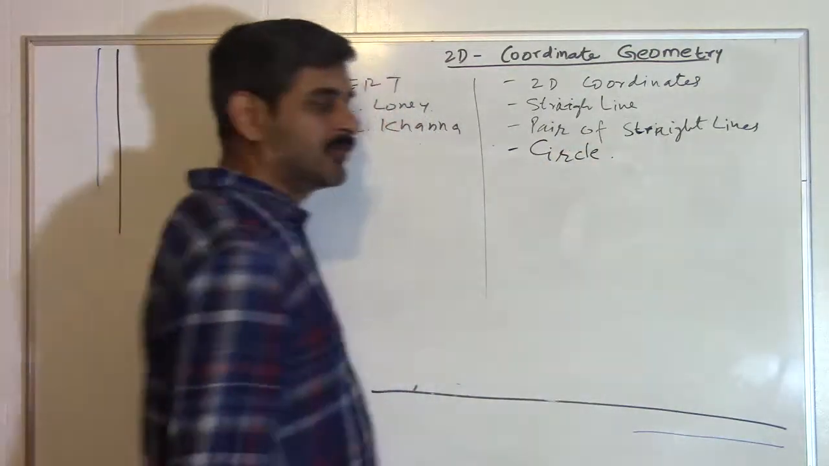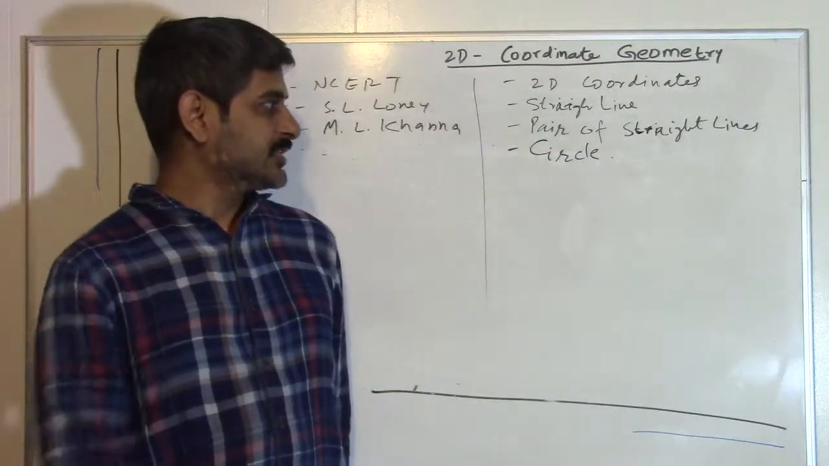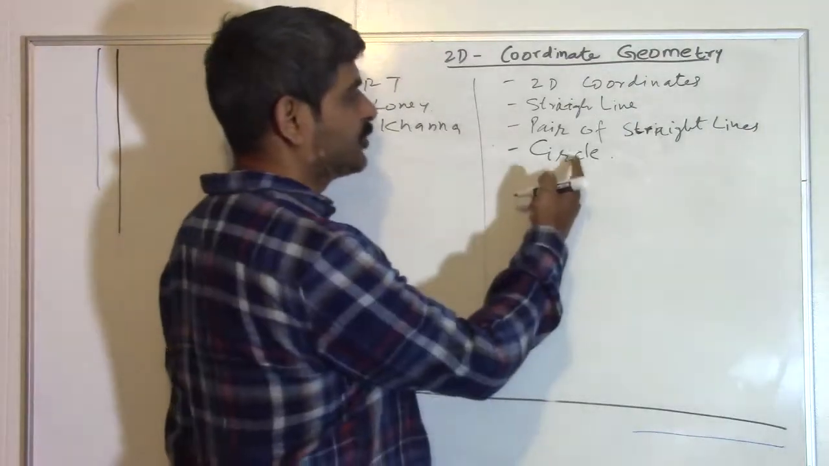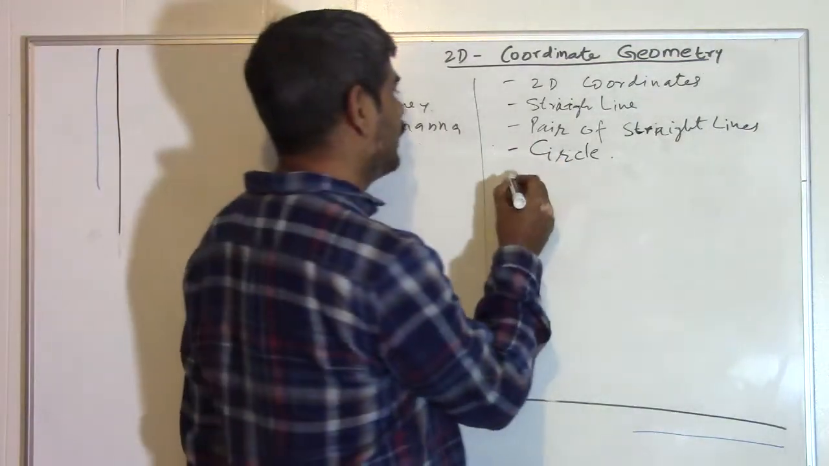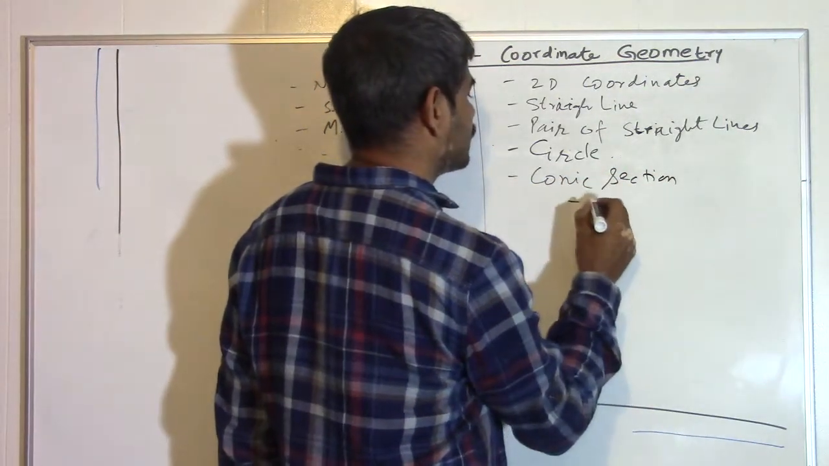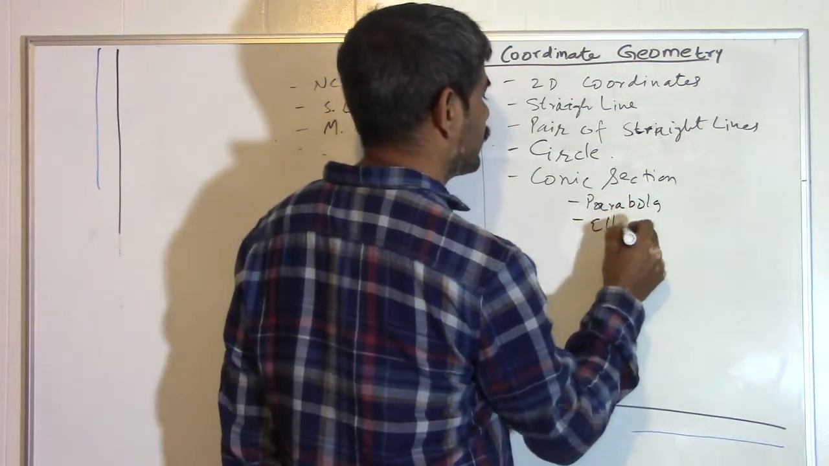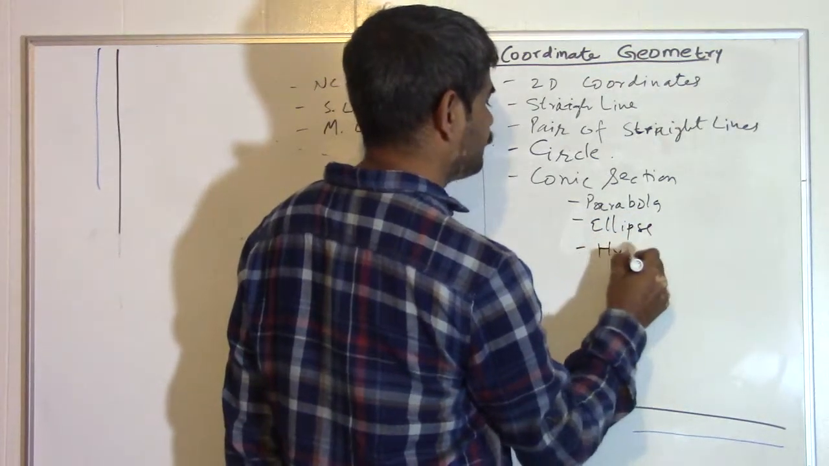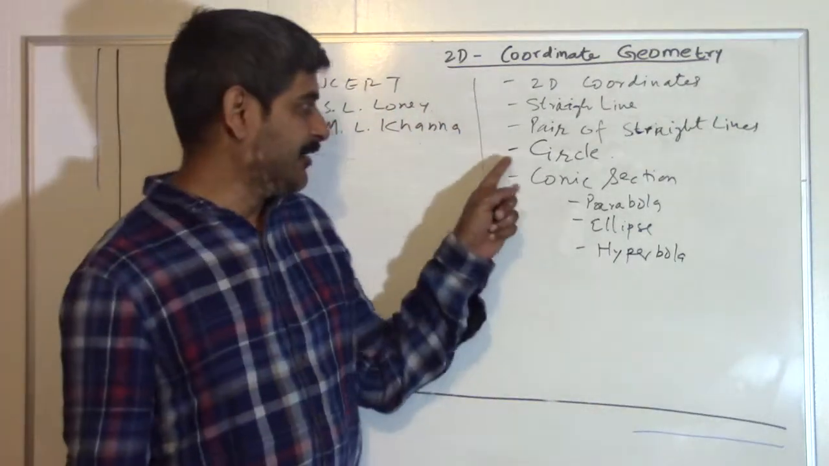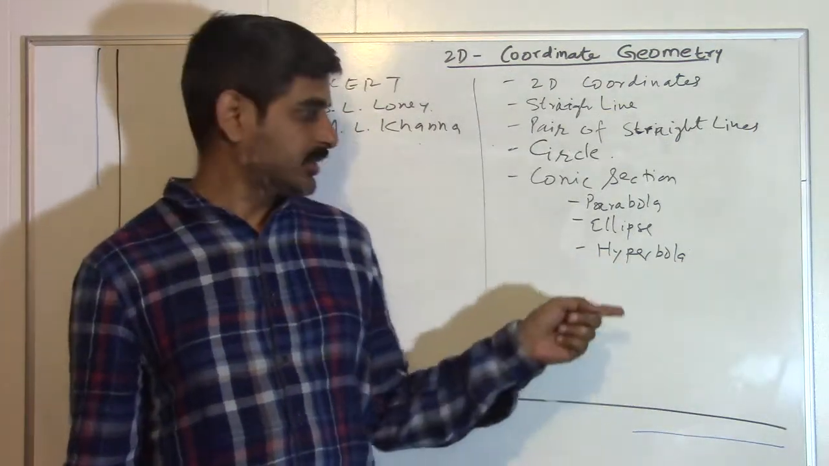Then we have circle. This chapter will be a little long, it will take maybe 3-4 lectures on just the circle itself. Because if you understand circle very well, then the next chapters will be easy to follow. Make sure you spend quite a lot of time on circle. And then we have conic sections, which are divided into parabola, ellipse, and hyperbola. Once you do circle really well, then you can do parabola and ellipse quite easily. Hyperbola is a smaller section, but that is also a part.